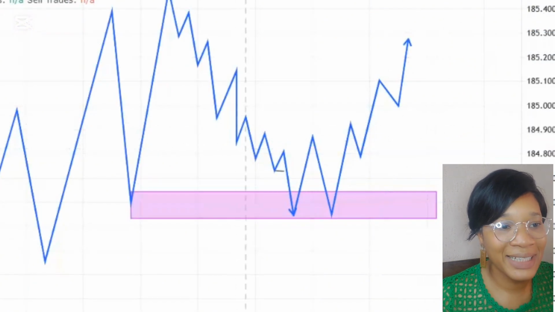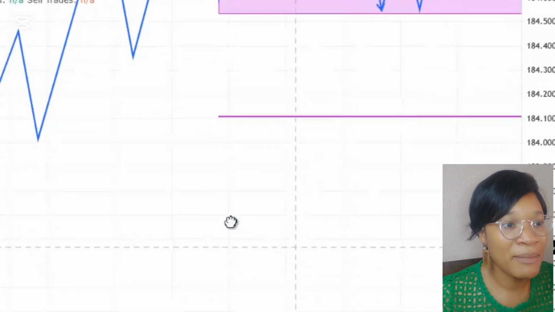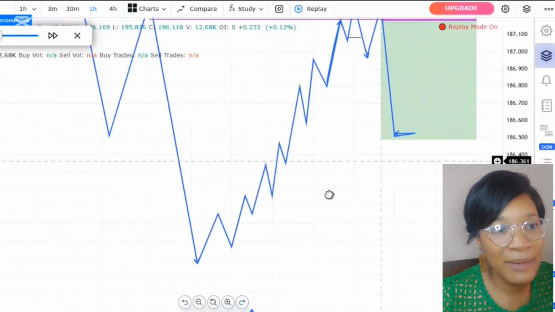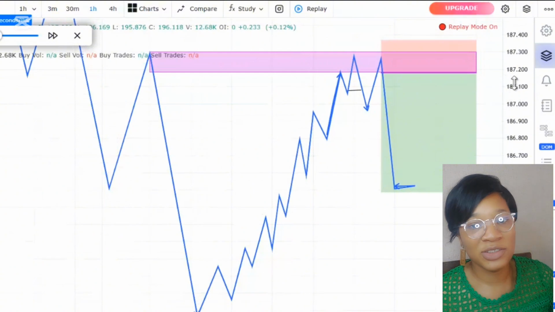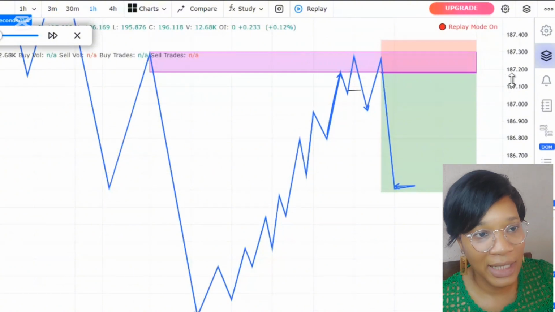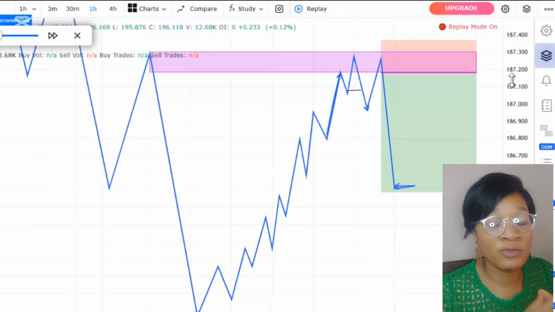So basically that is it. It is not confusing. Let me go back to the sell scenario. The same idea. If you understand what a break of structure is, if you understand what a change of character is, it is very easy for you to apply it and use it as an entry model.